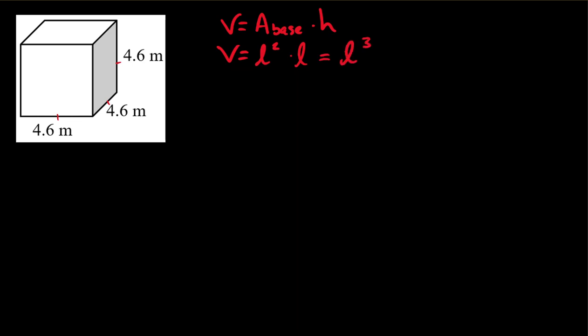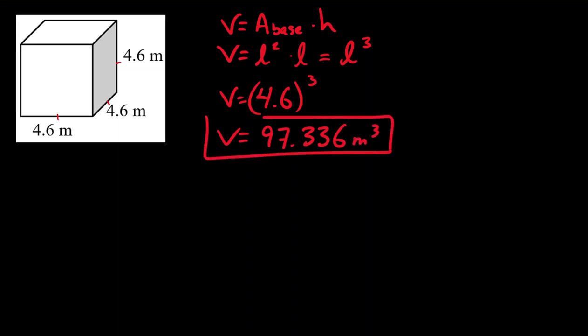Hopefully that makes sense. The volume of a cube is whatever the side length cubed is. So that means we're going to get 4.6 cubed. And when we do that calculation, we're going to get 97.336 cubic meters.